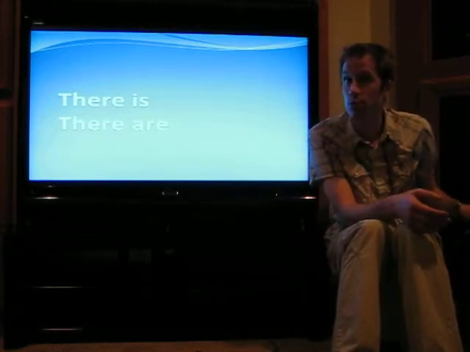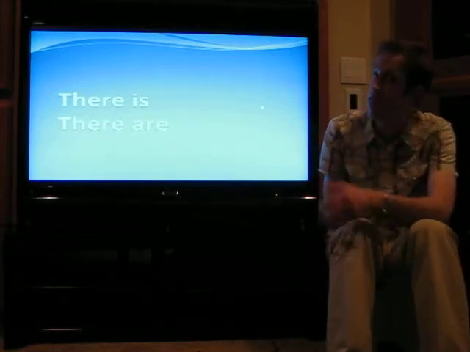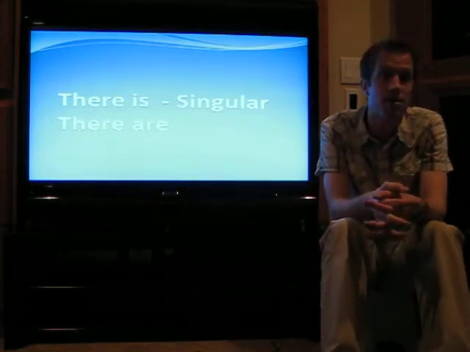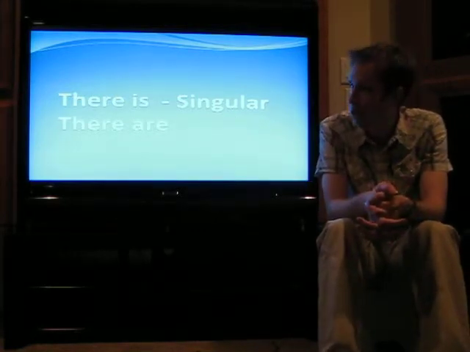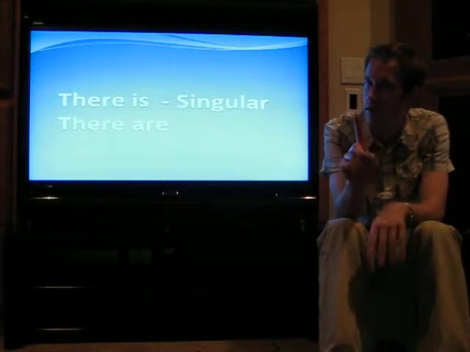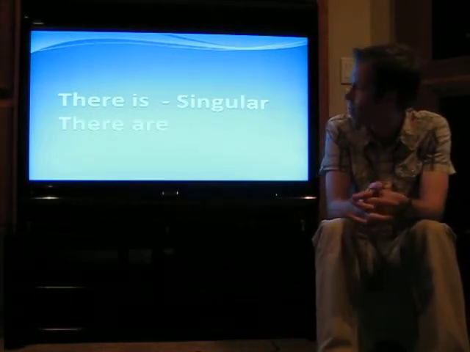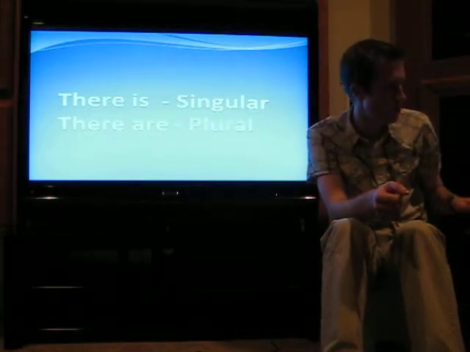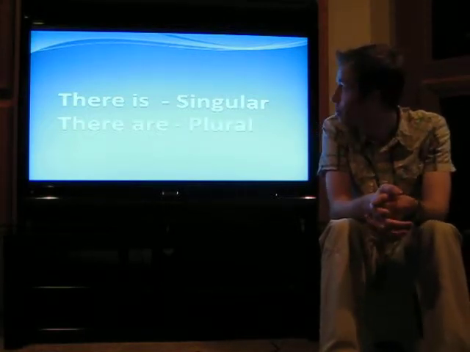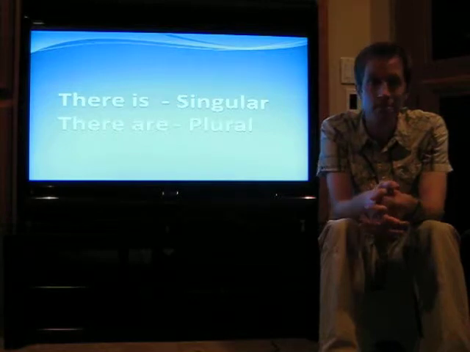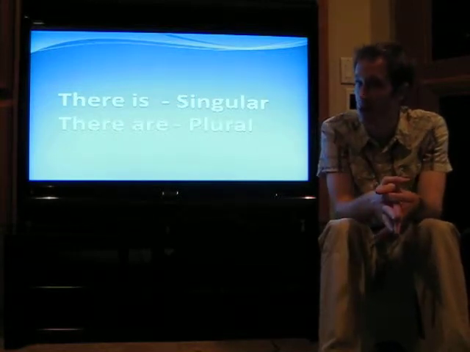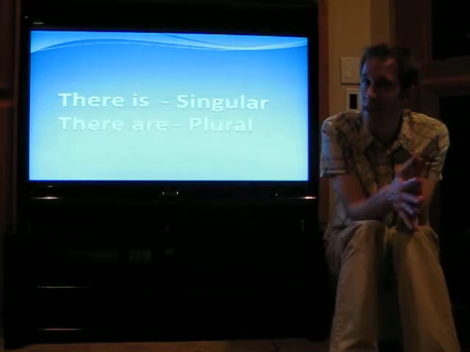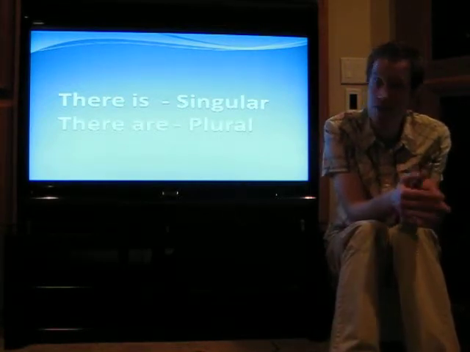The most basic rule is that we use there is when the subject is singular. That means we're only talking about one object. And we use there are when the subject is plural, when we're talking about more than one object. Let's look at some simple example sentences first.